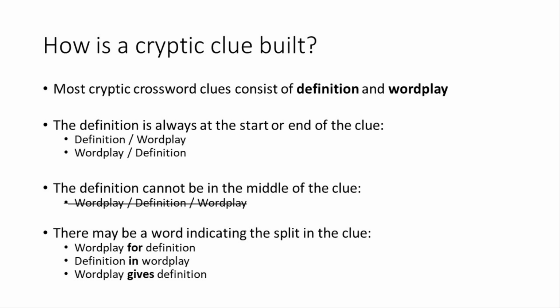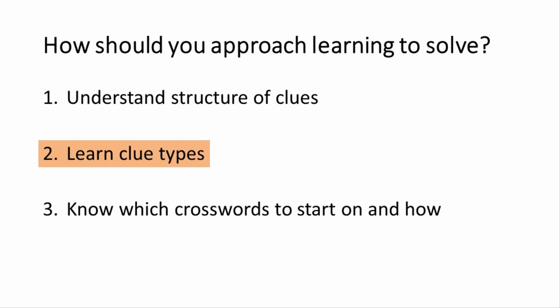So let's say that the definition is "care" and the wordplay is an anagram of "race". So the clue could be structured "anagram of race for care", or "care in anagram of race", or "anagram of race gives care". It could not be "anagram for care comes from race", because "care" would be in between the wordplay elements. It's perhaps easiest to see this through examples, and I'm going to show you examples through each of the main clue types found in cryptic crosswords.